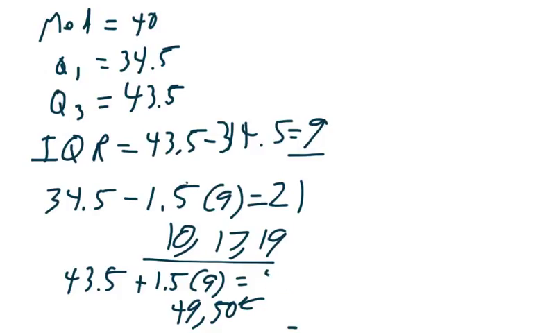Actually, I made a mistake here. This number was supposed to be 57, which means that there were no outliers over here. My apologies for that. Must have pushed the wrong button.